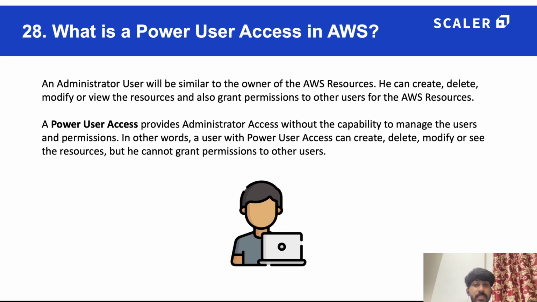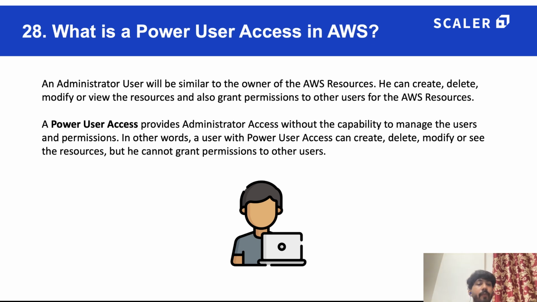Coming to the 28th question, what is a power user access in AWS? It's pretty simple. It's like a sudo user in Linux. A power user will be given administrator access. Using IAM, you create a user, and once you create a user, you can give them administrator access. Once you give them administrator access, they can do everything the root user does. The only things they can't do are delete the AWS account and check the billing dashboard. Everything else they can do.